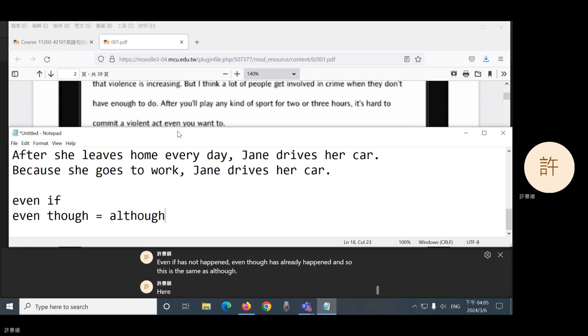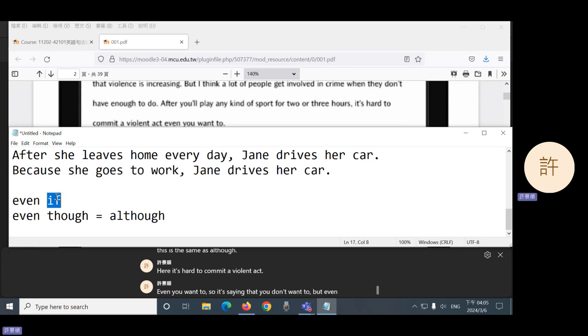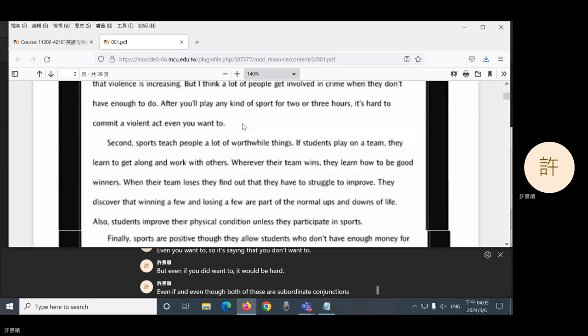Here, it's hard to commit a violent act even you want to. So it's saying that you don't want to, but even if you did want to, it would be hard. Even if and even though, both of these are subordinate conjunctions. Right? You want to is a complete sentence. But after even if, it is no longer a complete sentence.